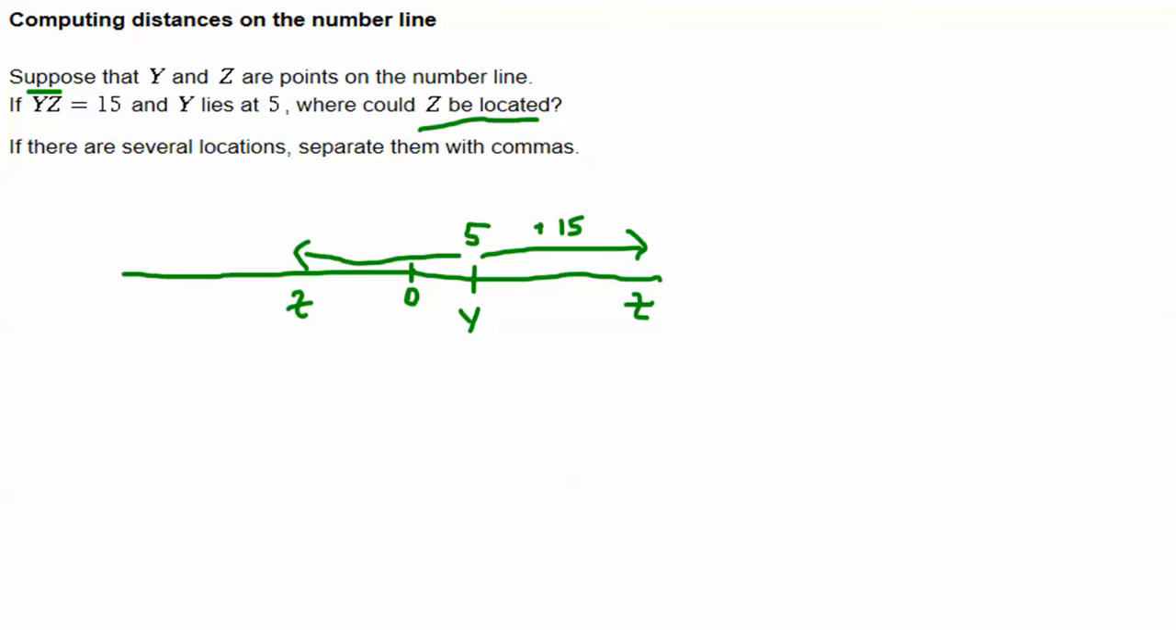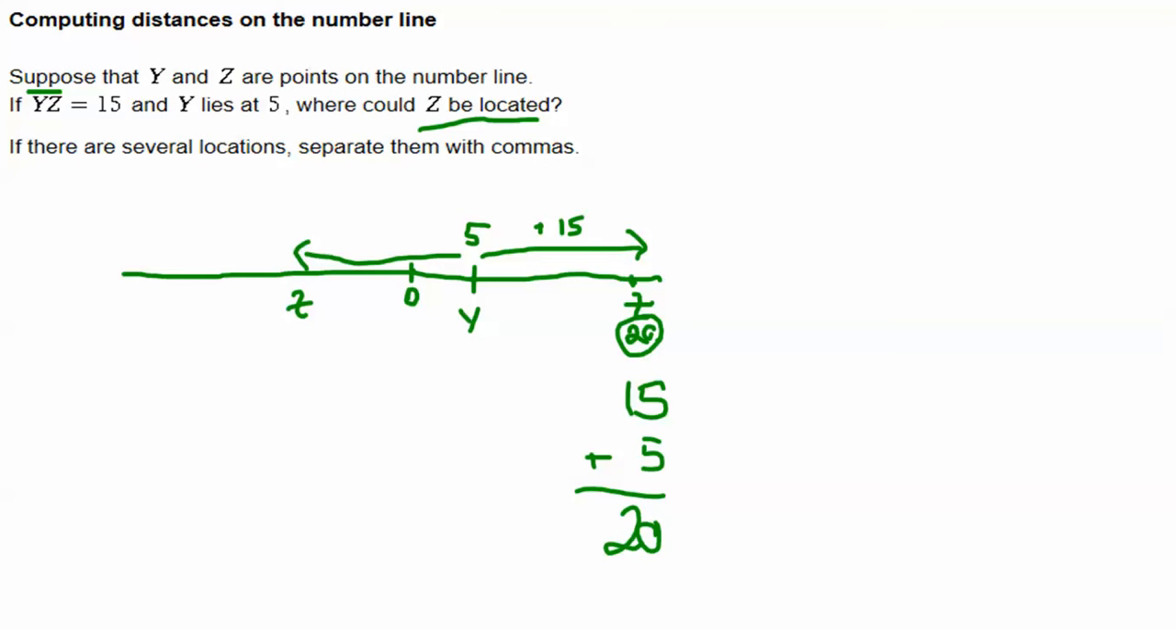So if Y is here at 5, and we have to travel 15 units to the right to get to point Z, then the distance that Z is from 0, or the value of Z on the number line, is going to be the 5 that gets us to Y plus another 15 that gets us to Z. So 15 and 5 is 20. So Z could be at 20, or Z could be this way, okay?